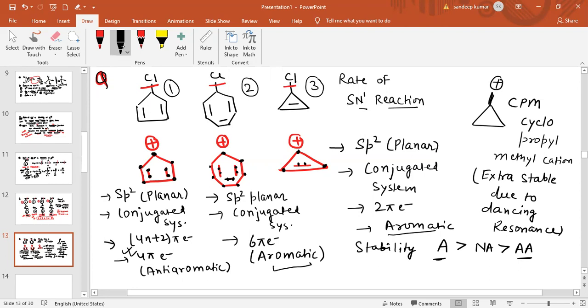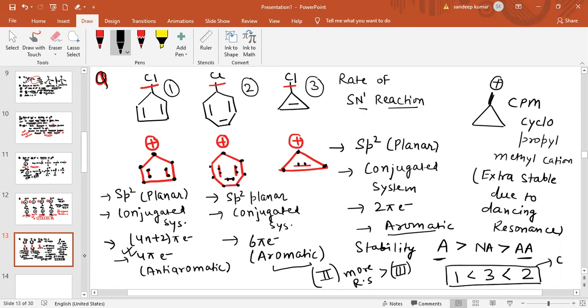So the second and third compounds are aromatic, but in the case of the second there is more resonance. In the second there are more resonating structures than in the third. In the third there are fewer resonating structures. Therefore, when we compare the stability of the carbocations, the second carbocation is most stable, then the third carbocation, and then the first. So this is the stability order of the carbocations.